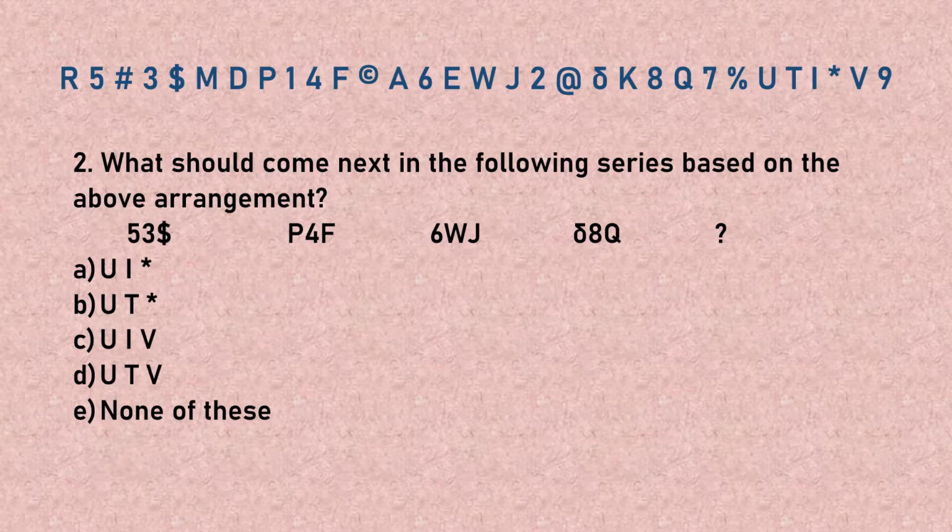Moving towards the second part of the question, you have to find out what should come next in the following series based on the above arrangement. You have been given a series here and you have to find out what should be written here. For this, we need to observe the trend. Let us observe the first letters, that is 5, P, 6 and the symbol. Let us mark it here: 5, then we have P, then we have 6 and then the symbol.